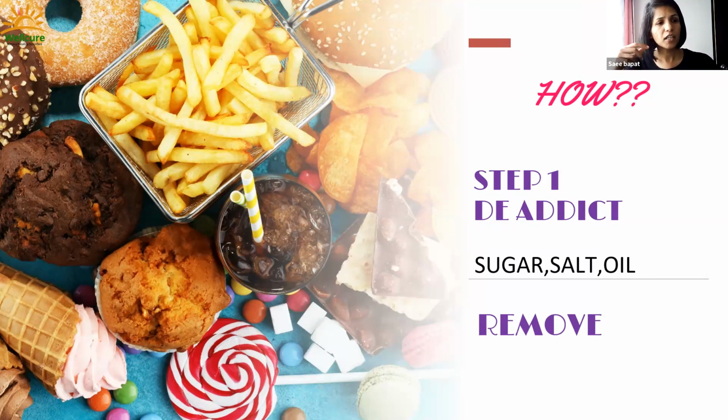So it is very difficult if your child is having that food item in the front, then telling him don't eat it and eat this healthy food. It's not going to work. So remove is the first step.